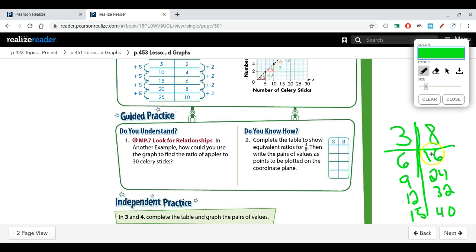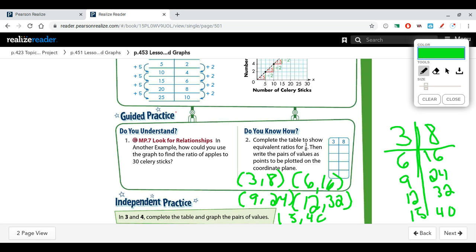And then I need to write those as ordered pairs. So my first ordered pair is going to be (3, 8). My next ordered pair, remember an ordered pair is written inside a set of parentheses, is going to be (6, 16). Next set of parentheses is going to be (9, 24). Next set of parentheses is going to be (12, 32). Our next coordinate pair is going to be (15, 40). And then from there, I could build a graph and go ahead and graph my ratios.